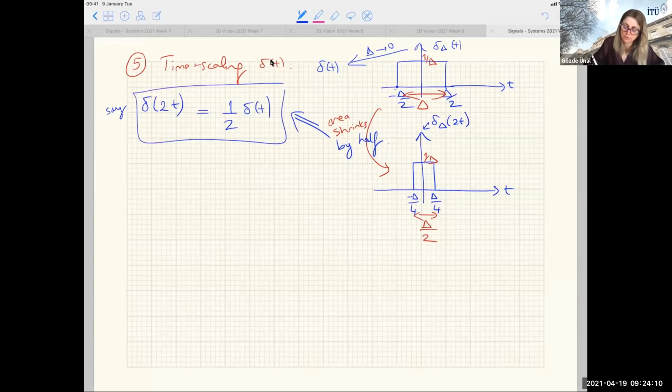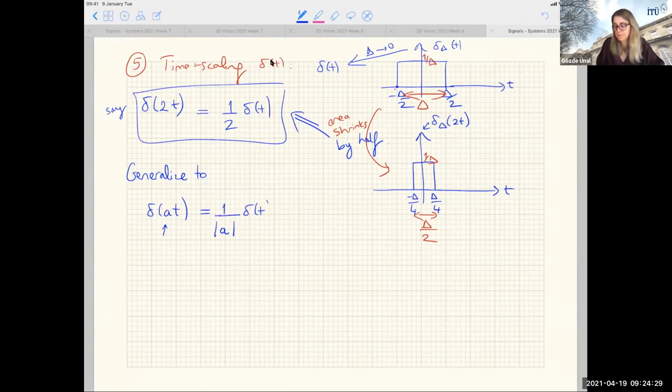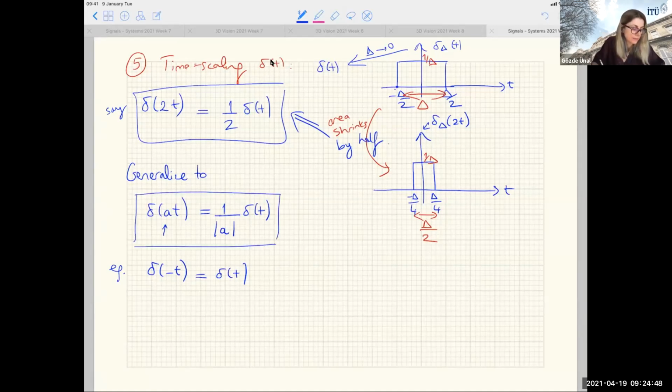So generalize this to any A scaling. So delta AT would be really 1 over A, but I need absolute, right? This could be also minus 2T, for instance. That's why I need this guy. For instance, from here, what is delta minus T, guys? E.g., I mean, it's symmetric, of course, delta of T, right? From the formula. Okay, so this is really time scaling of delta.